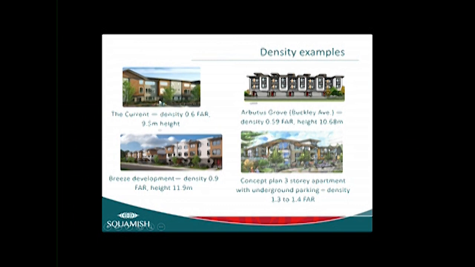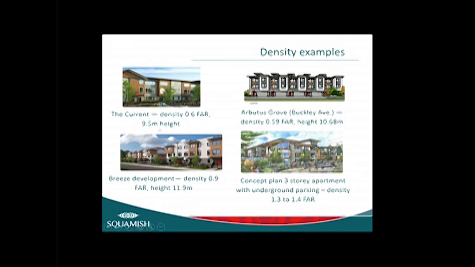The Current, which is on the south arm of Wilson Crescent, closer to downtown, I'm sure many of you have seen it, also came in at the 0.6 FAR, but with a lower height at 9.5 meters. And just for comparison, we're looking at the Breeze at a density of 0.9, but a fairly modest height increase, 11.9 meters. And one of the concepts we looked at from a pre-application was a smaller one, it doesn't look too small on this, but it's only covering 2 lots in the neighborhood.